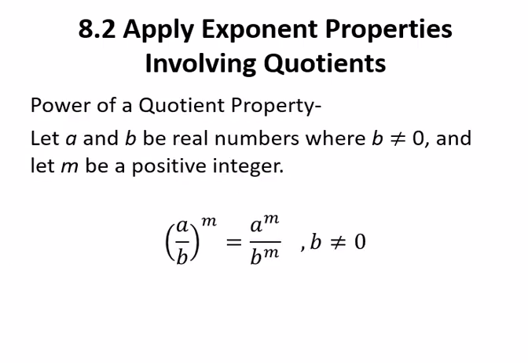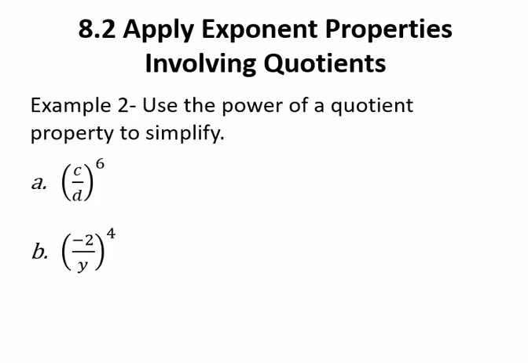Alright, moving forward, I've got the power of a quotient. So first, I have a power on the outside and then a quotient on the inside. And just like the power of a product, I take each piece of that quotient and I distribute my exponent. So looking at an example, use the power of a quotient property to simplify. So I'll go ahead and pause the video and you use that property.